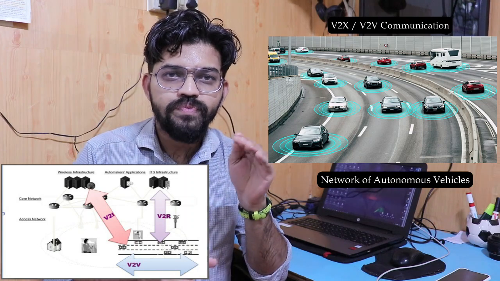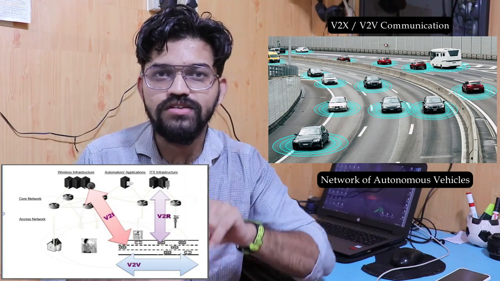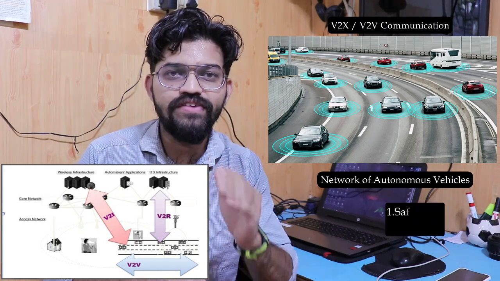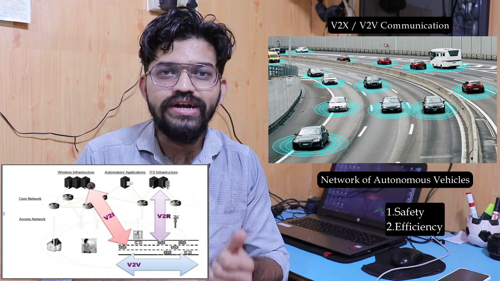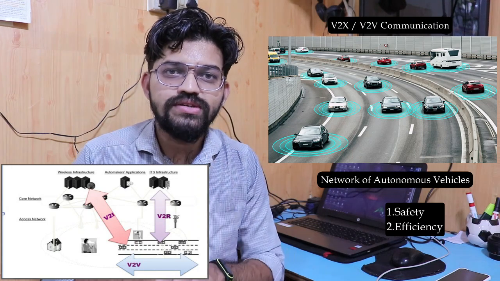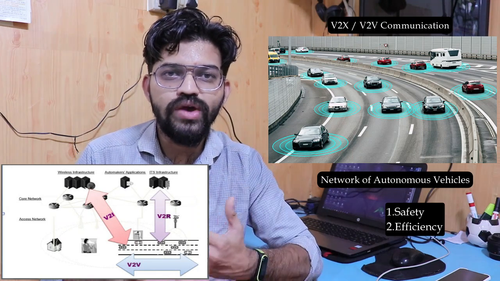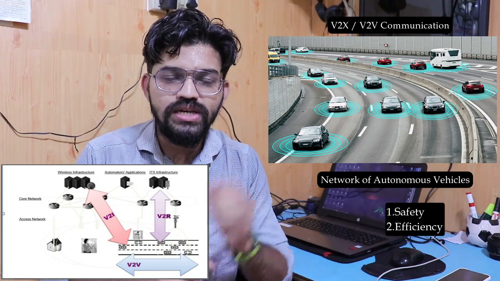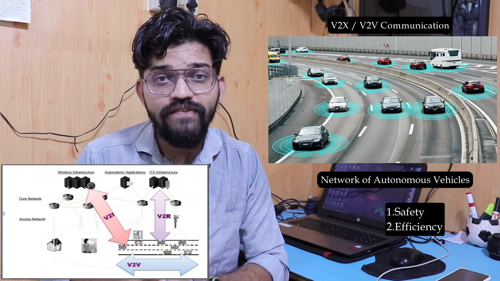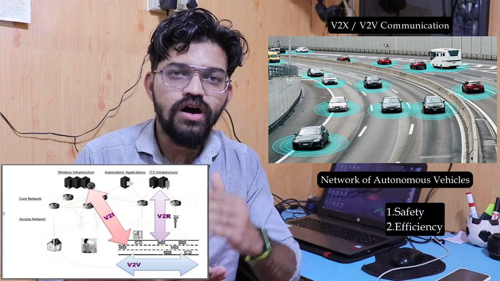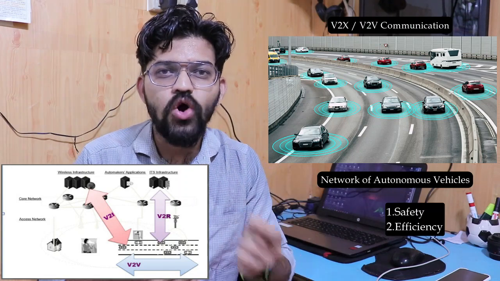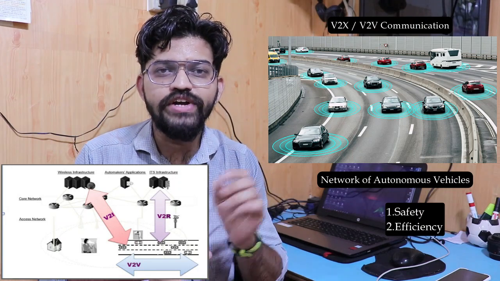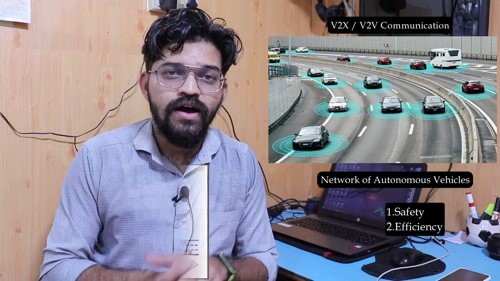Over here guys, two points get served because of this V2X communication. The first point is safety, and the second point is efficiency. From the safety point of view, you can avoid that particular accident, and the second point, efficiency, is that your vehicle will calculate another effective route to reach the desired destination. So this is nothing but the V2X and V2V communication basically.